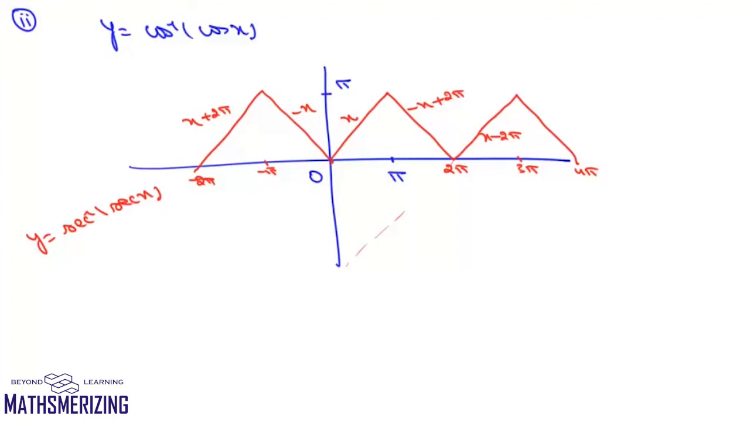Now for secant inverse of secant x, values like pi by 2, 3 pi by 2 are missing. And other than that, everything else remains the same. So the definitions will remain the same. The shape of the graph will remain the same. So we'll use the graph of cos inverse of cos x to work out values for secant inverse of secant x also.